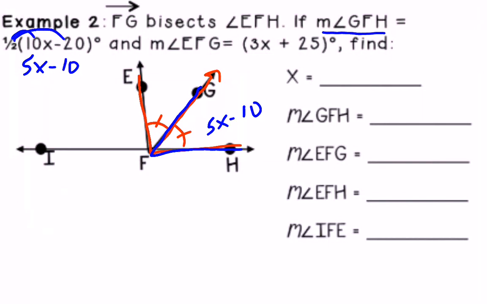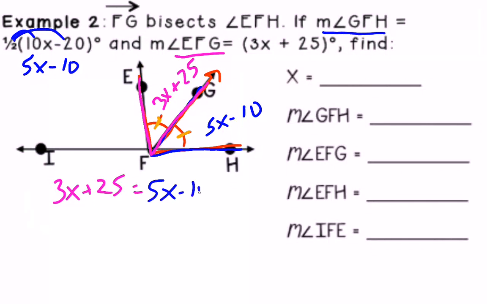And EFG is 3x plus 25. Find all of those things. So what I need to use in this case, I'm not going to add them together. I'm actually going to set them equal because since it was an angle bisector, that means those two angles it's talking about, 3x plus 25 is equal to 5x minus 10.